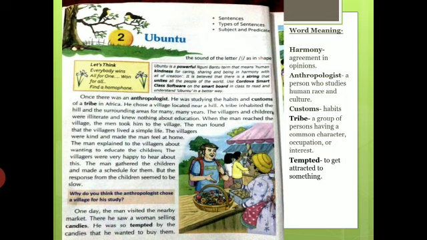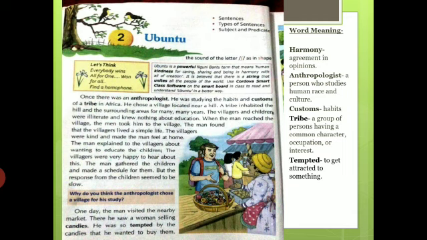One day the man, that anthropologist, visited the nearby market. There he saw a woman selling candies. Candies, as we all love them, are the toffees which we used to eat. He was so tempted by the candies, meaning he got attracted to them, that he wanted to buy them.